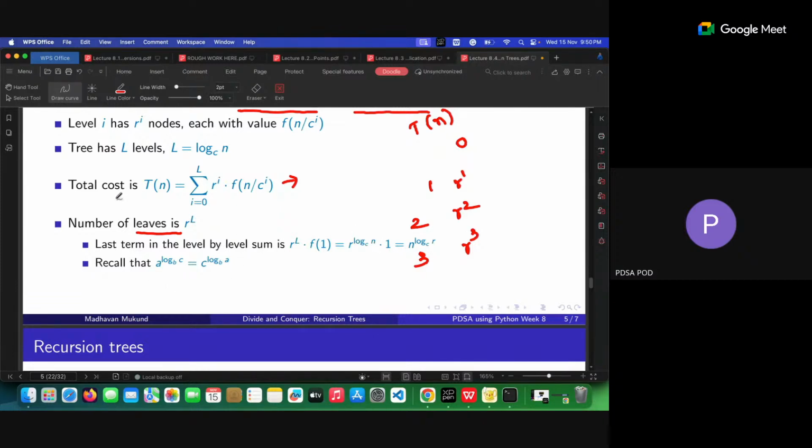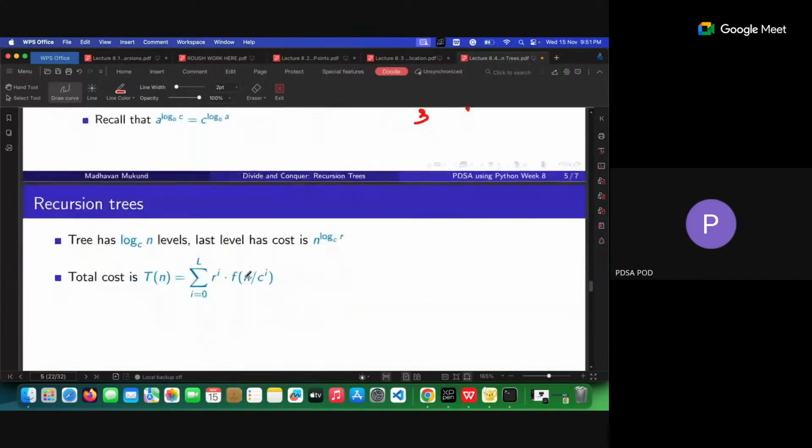If you recall the older one, a log bc is similar to c log b to the power of a, which is c log a. They can be used interchangeably, where a log bc can be rewritten like c log a. The base is not changed, the base is b.